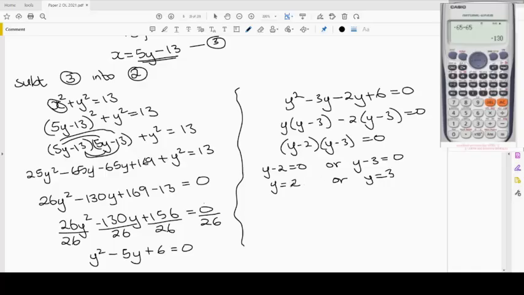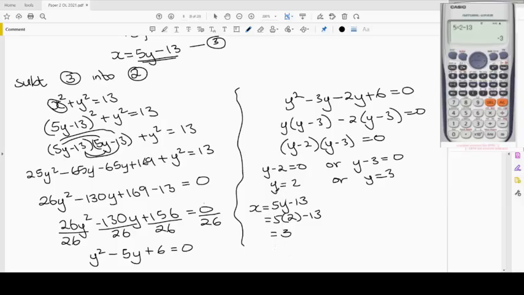Now for each of these y values, I need to work out the corresponding x values. Now remember, the formula for the x value is x is equal to 5y minus 13. So I have 5 times y minus 13. So this is 5. What is my y value? It's 2 minus 13. And this you can type in on your calculator. But of course, again, you don't need a calculator. 5 times 2 minus 13. This is negative 3.